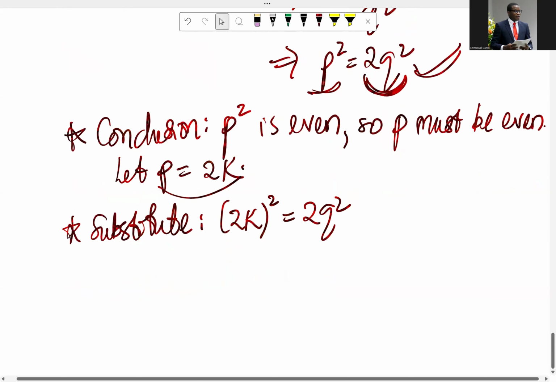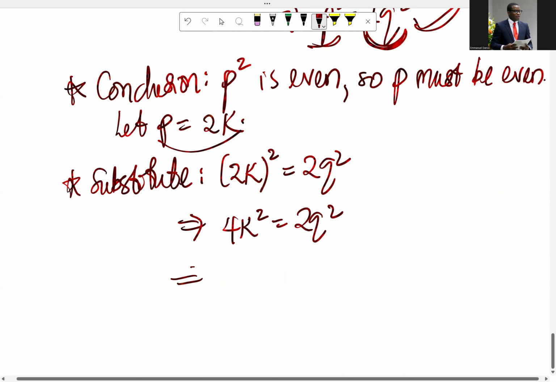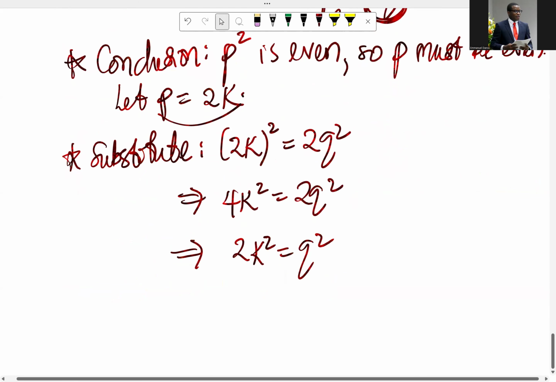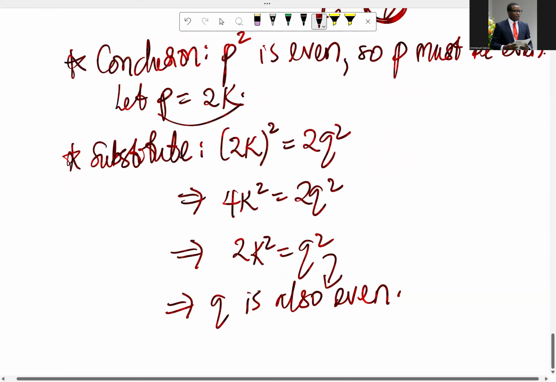And that leads to 4k squared equals 2q squared. If we divide through by 2, we have 2k squared equals q squared. So that simply implies that q is also even, because if q squared is even, then q has to be even in the first place.